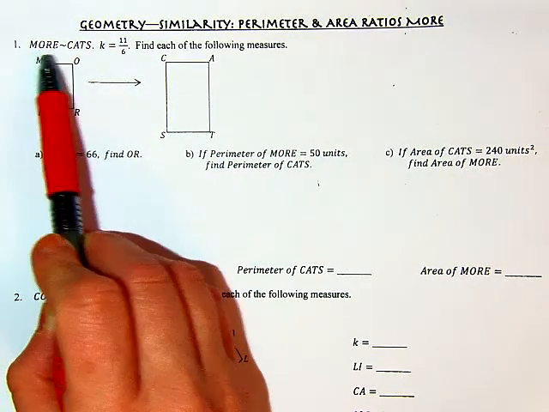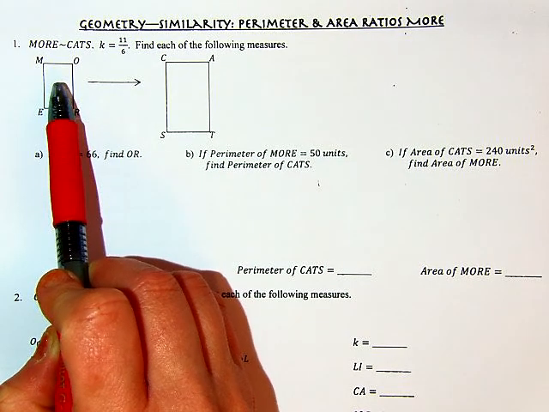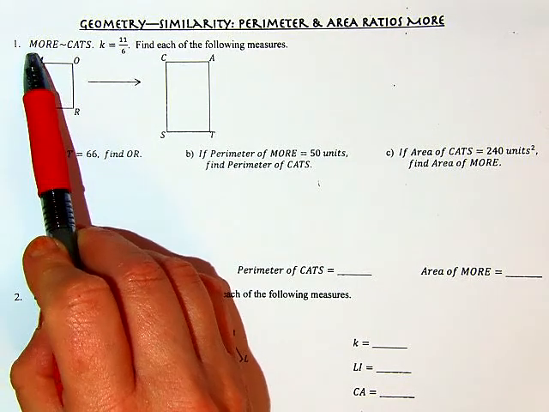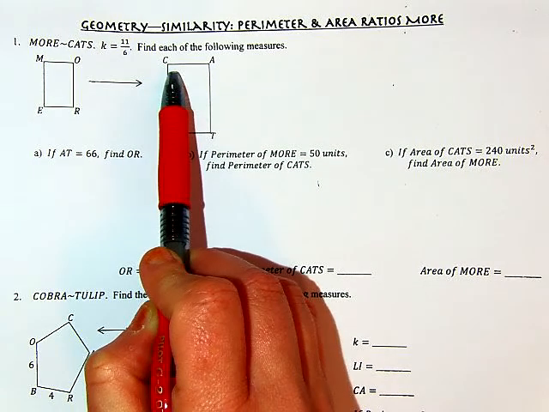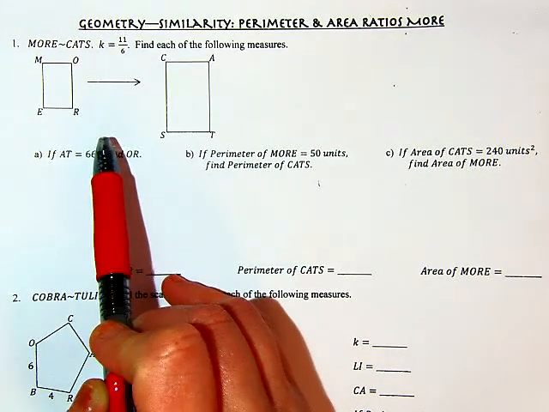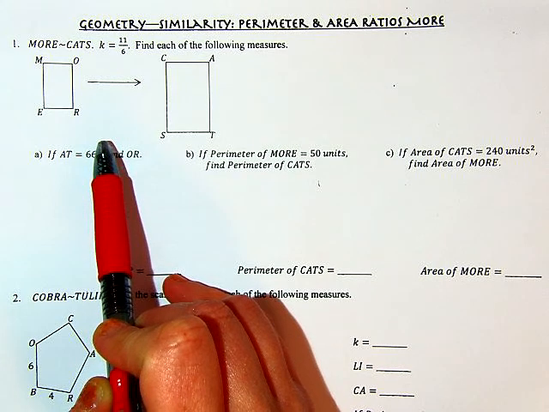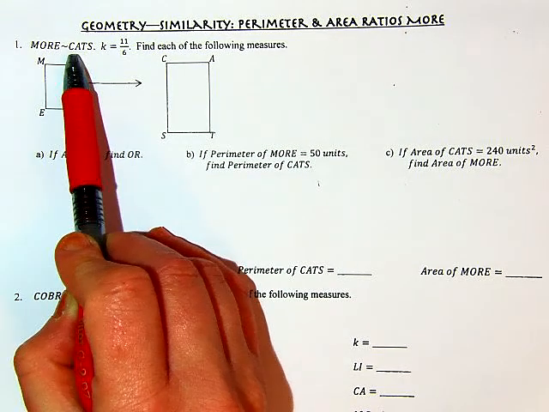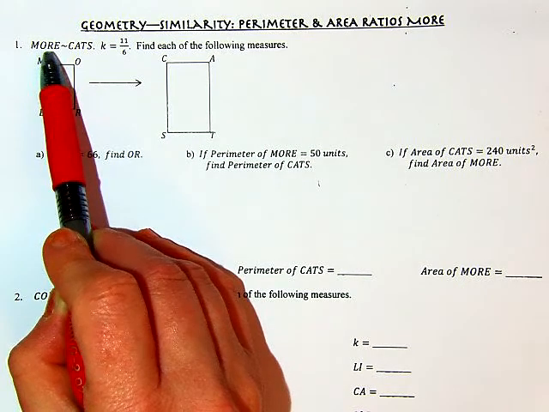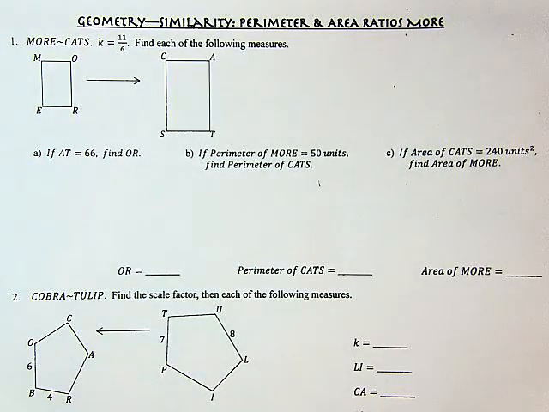And the way that I read that statement, it shows me how the corresponding parts align. So M is congruent to C, for example. Those angles are congruent, makes sense, they're both rectangles. And we also see how our corresponding sides are related. So we know that the ratio of MO is to CA, just as OR is to AT, and so forth.